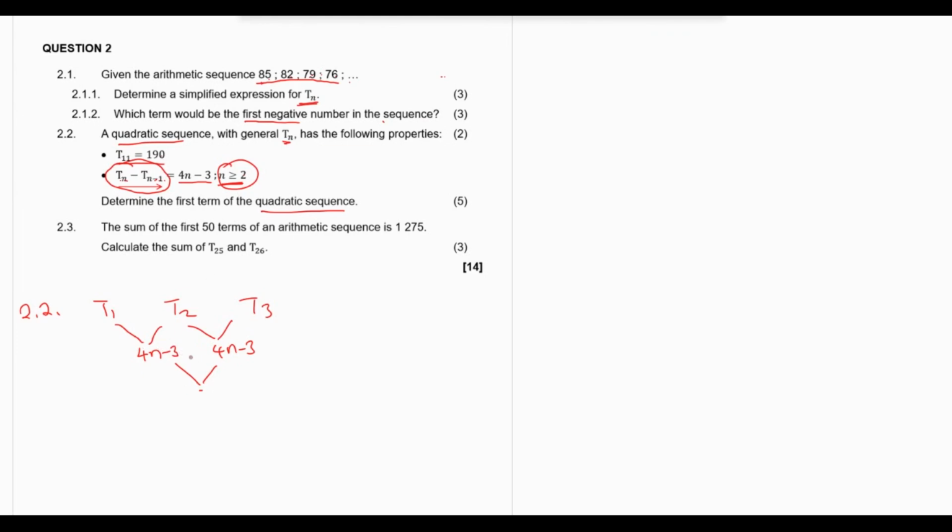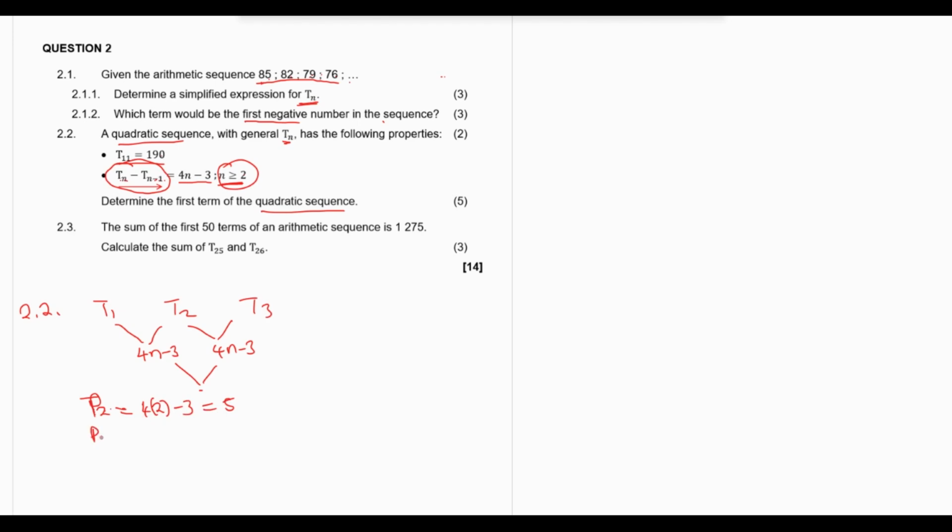But this is for the first differences. But let me use different notation. Let me say P2 so that we don't confuse this. P2 will be P for the terms in the first differences, right? And then P2 will be 4 times 2 minus 3, which is equal to 5.